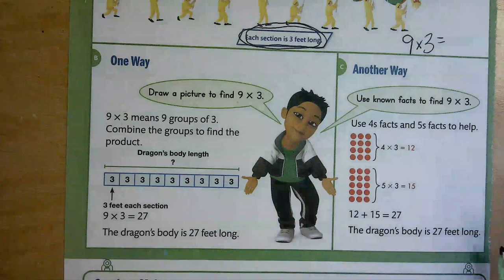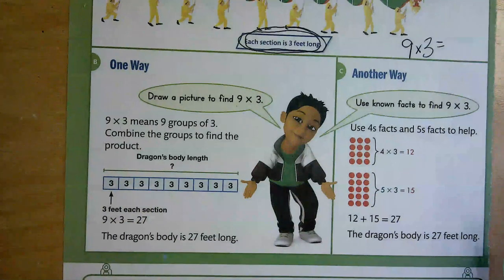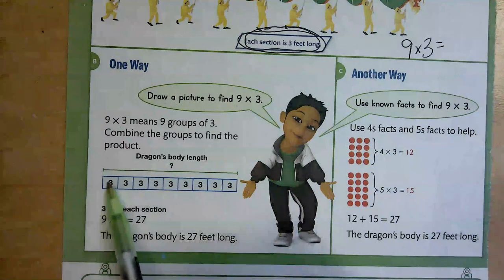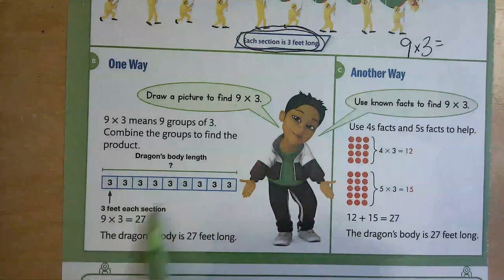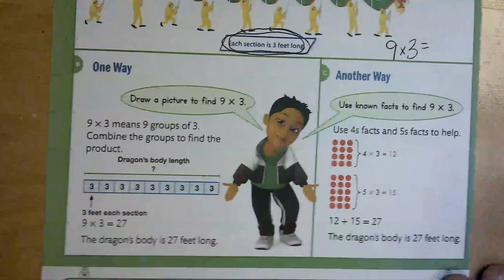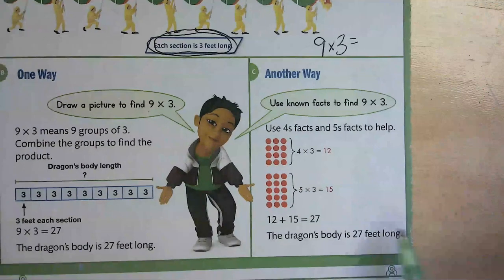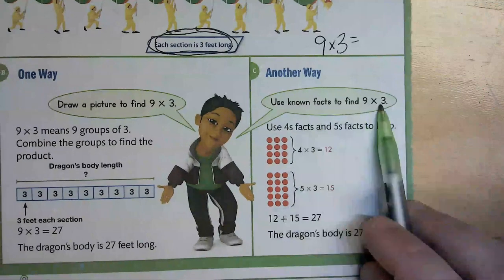So if we added all those together, what would we end up having as our total? All right. So we could skip count by 3s. We can just keep adding 3 and 3 and 3 and 3, and when we do that, we'll find our total answer. All right. Another way that we can do this is to use known facts to find 9 times 3.